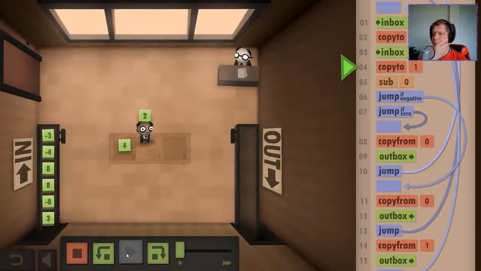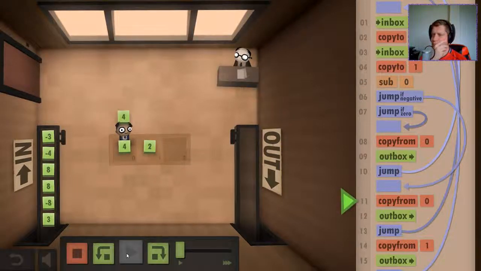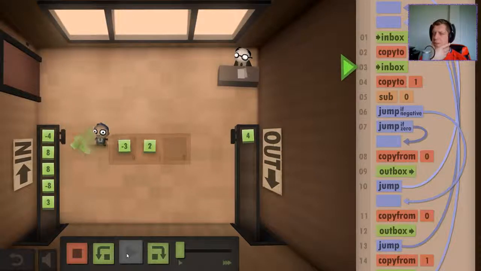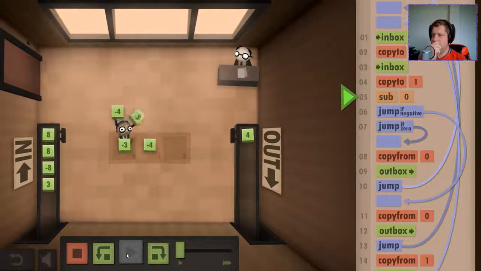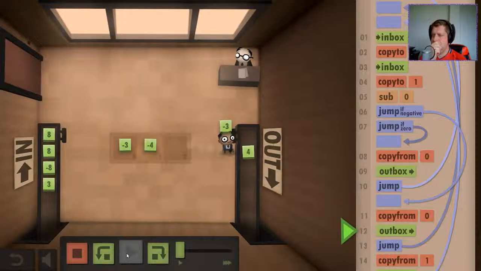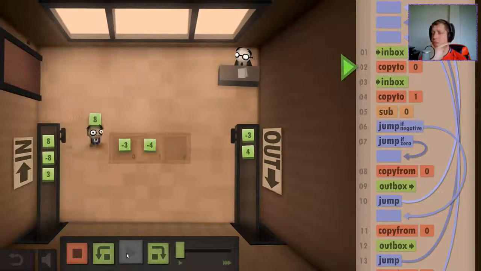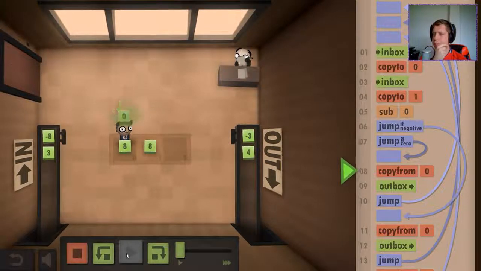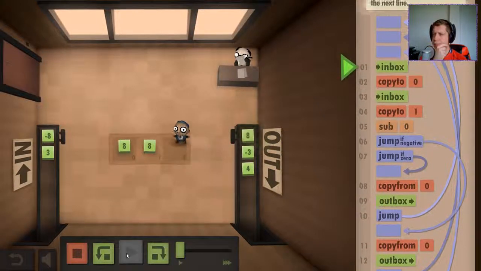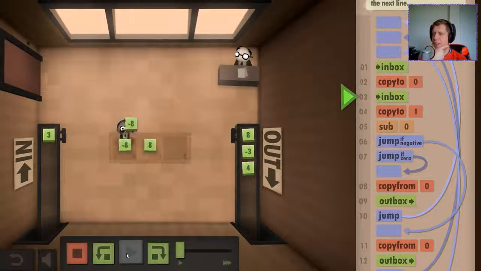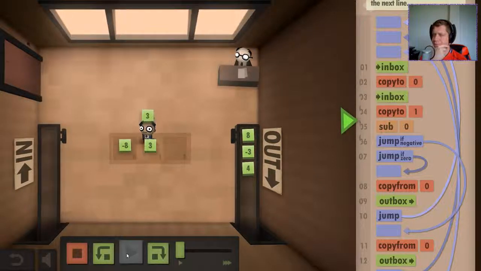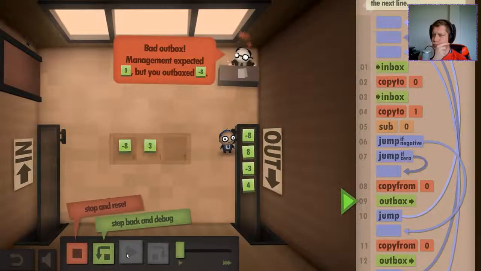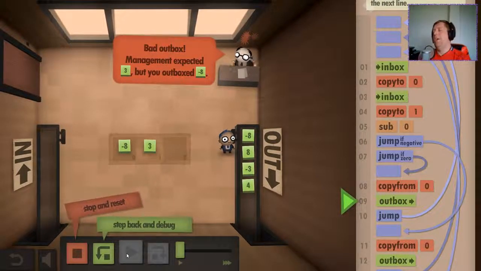Four, two. So this needs to take the minus four. No, that's a bigger number, sorry. Of course, that's bigger than that. So this should take that one. This should take the three. Okay.